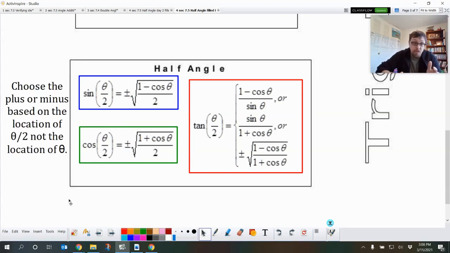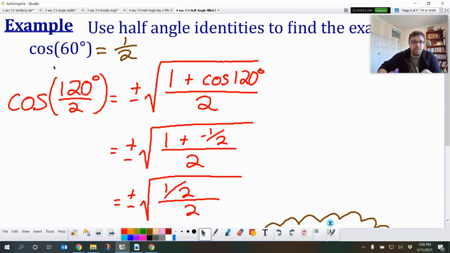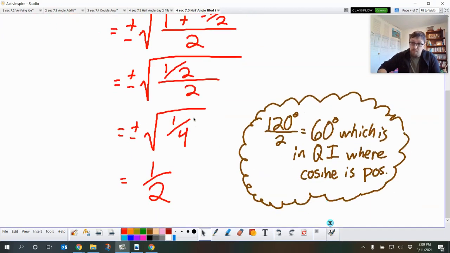We need to choose that plus or minus based on the location of theta over 2, not where whatever this theta ends up being. To give you an example, take a look at this one. We know what the cosine of 60 degrees is. It's 1/2. It's cosine of pi over 3. That's 1/2. Done. If we were to do this using cosine half angle, we would do all of this work and we would get to this final spot. We're doing the square root of 4 and we get 1/2.